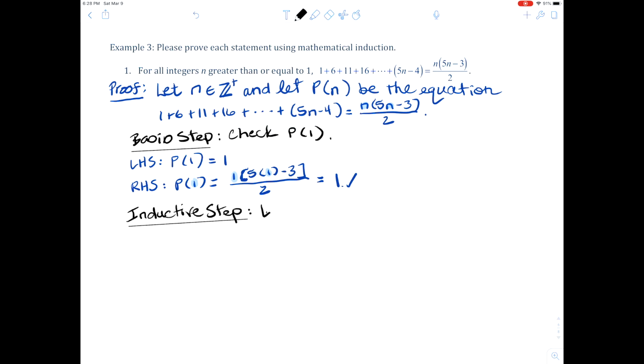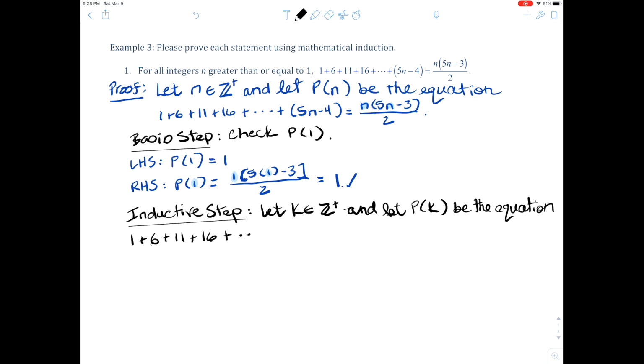All right, so let's let k belong to the set of positive integers, and we're going to let P at k be the equation 1 plus 6 plus 11 plus 16 plus dot dot dot plus quantity 5k minus 4 is equal to k times 5k minus 3 over 2. All right? Cool, cool?